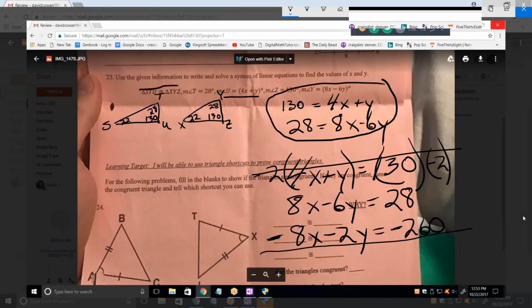When I add 8x to a -8x, I get 0x. When I add the y's, I get -8y. And when I add the numbers, I get -232. Now solve for y. Divide both sides by -8. What's that give you?